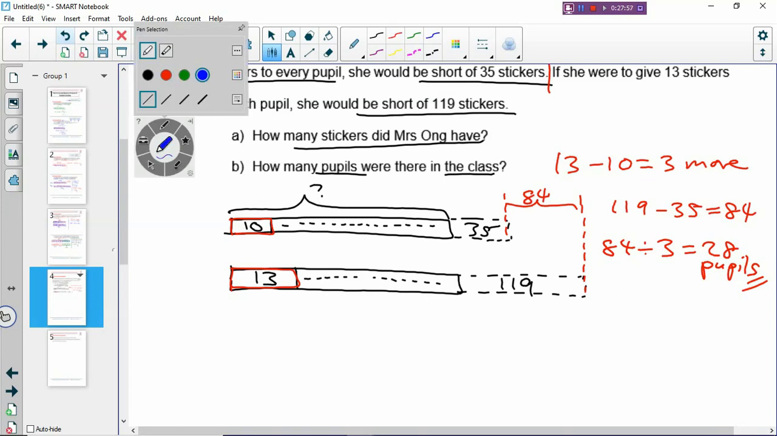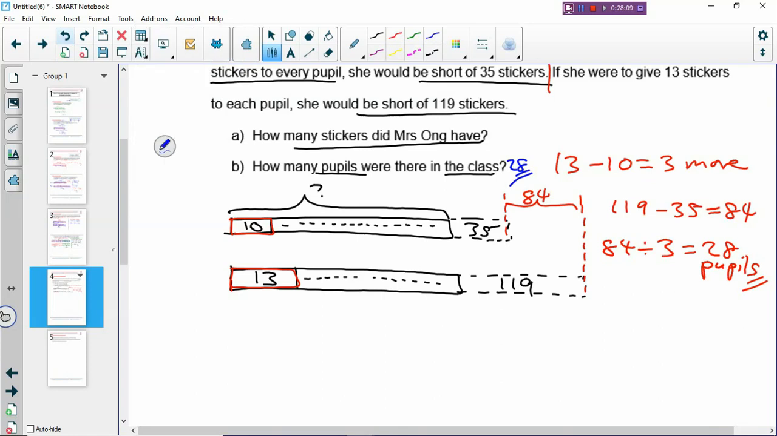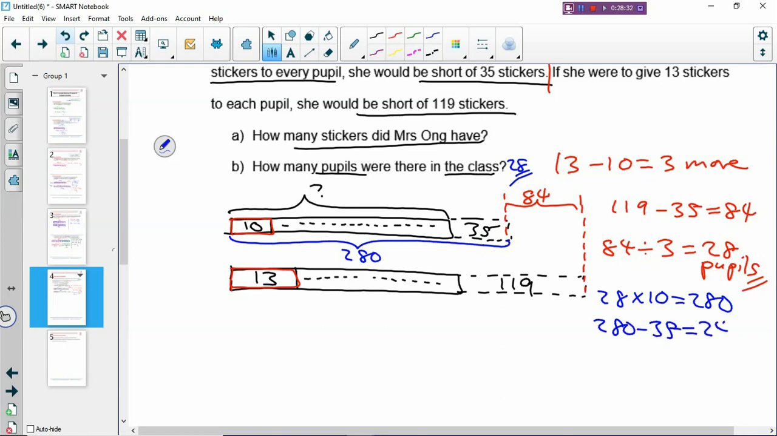Your part A problem. So you can see that it's quite fast to work out the answer if you know how to draw the model. And then how many stickers are there? That will be quite easy to find. If everyone gets 10 stickers and there are 28 pupils, then 28 times 10, Mr. Ong must have 280 stickers, right? So Mr. Ong will need 280 stickers so that everybody has 10. But he doesn't have 280 stickers. He was short of 35. So you take 280 and minus 35, he only has 245 stickers. And that's how you find your part A, right?